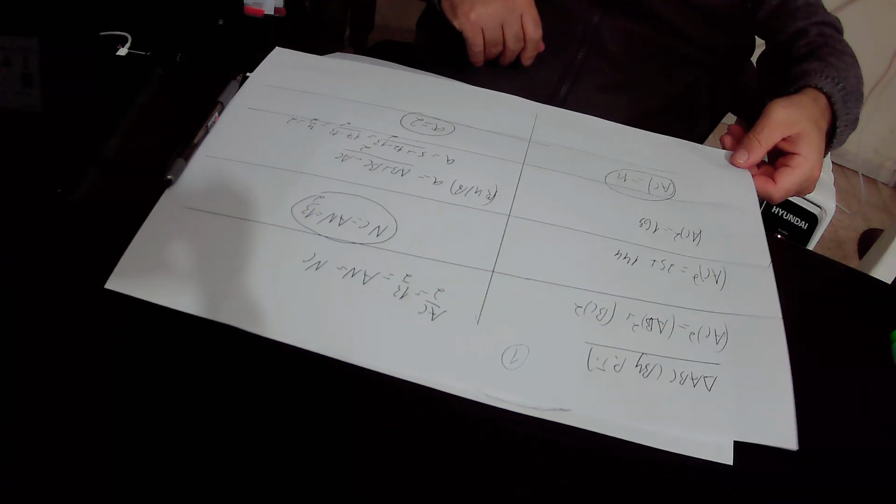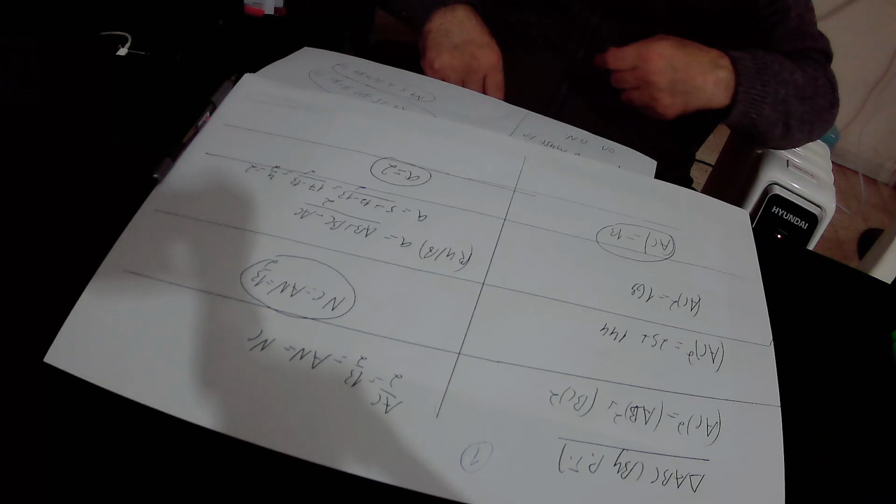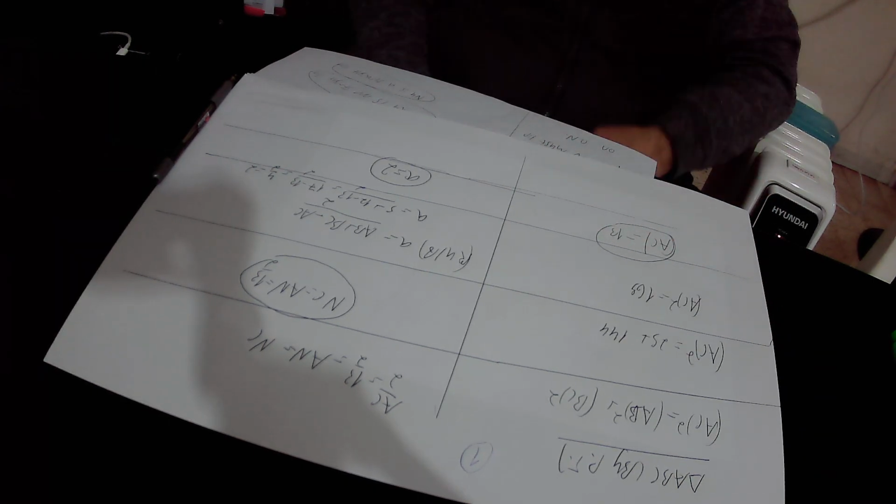Again, AC square equals AB square plus BC square. So AC square equals AB square. AB is 5, therefore AB square is 5 squared, that's 25.